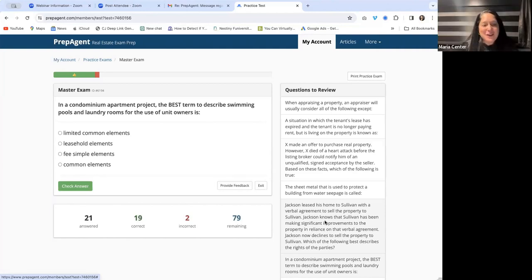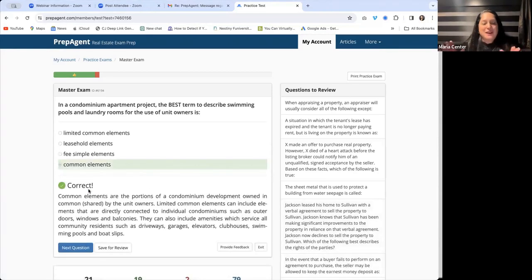But here's the thing, it's talking about swimming pools and laundry rooms, so we know that these are common elements. But let me just ask you, don't look at the answer, but give me an example of a limited common element. These are common elements, swimming pool, laundry room. But what would be a limited common element in a condo?